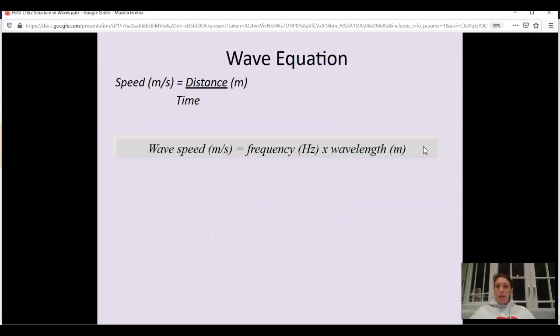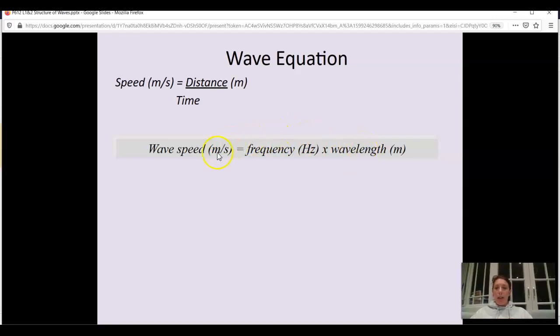Okay, next thing you need to do is the wave equation. So there's two wave equations you can use. There's the speed of the wave is equal to the distance the wave travels divided by time. This is incredibly helpful for things like waves on the sea that are moving a certain distance in a certain time. You can also calculate the wave speed from its frequency times its wavelength. So please write this equation down.